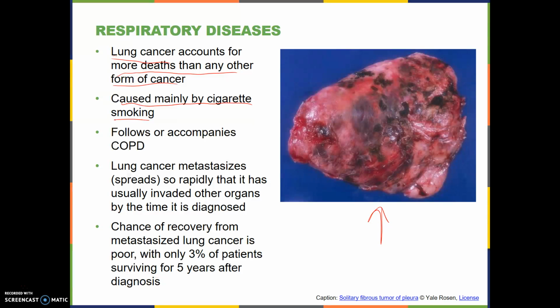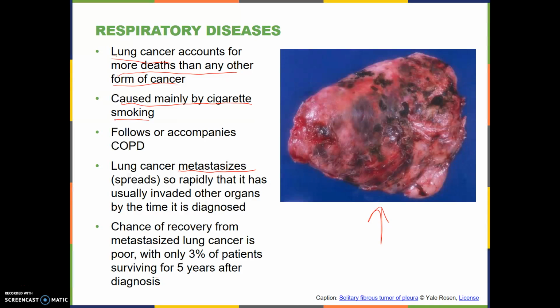It is much more common statistically for someone who smokes cigarettes to get lung cancer. Lung cancer spreads very fast, so that by the time it's diagnosed, it has usually metastasized, or spread. And the statistics are really low.